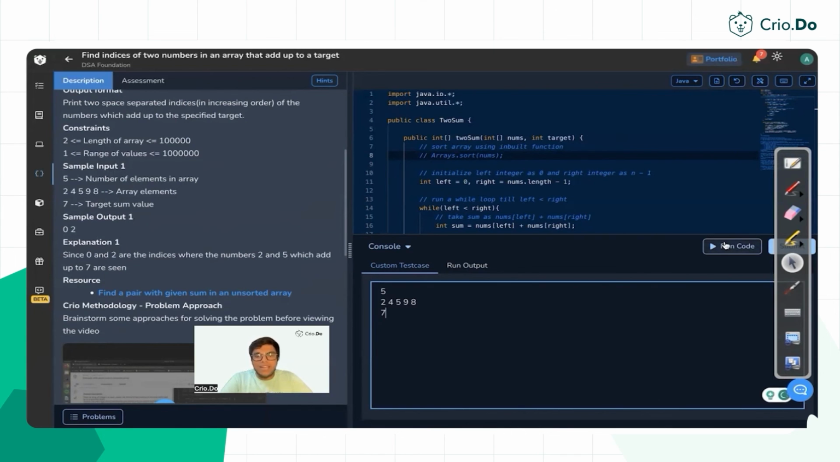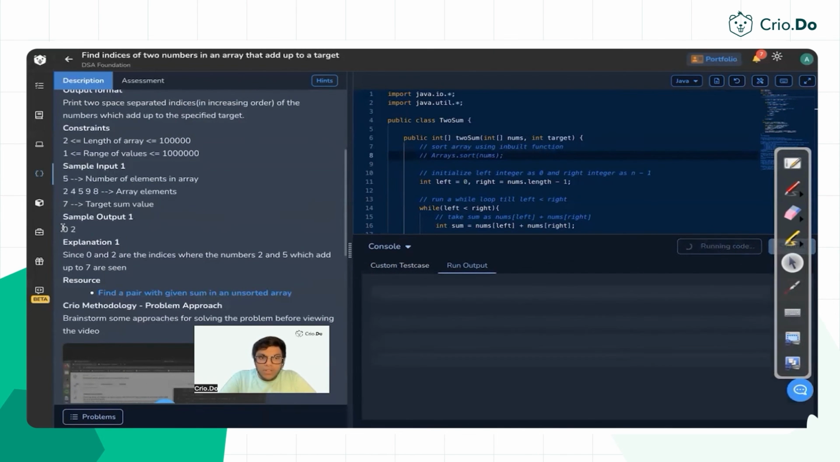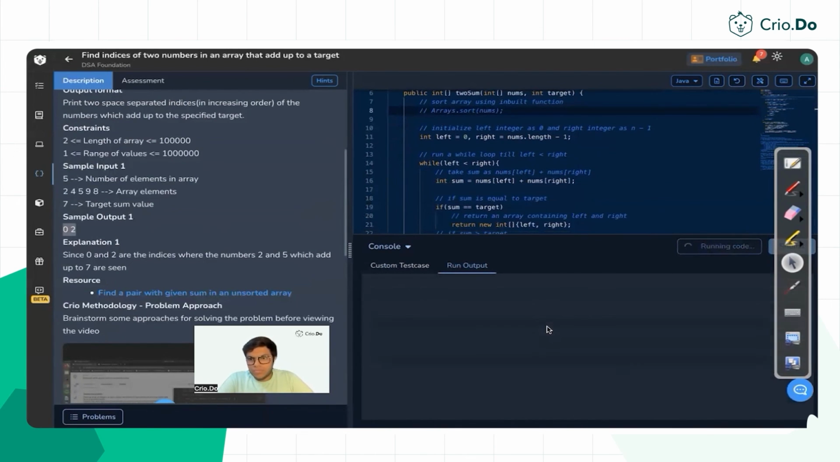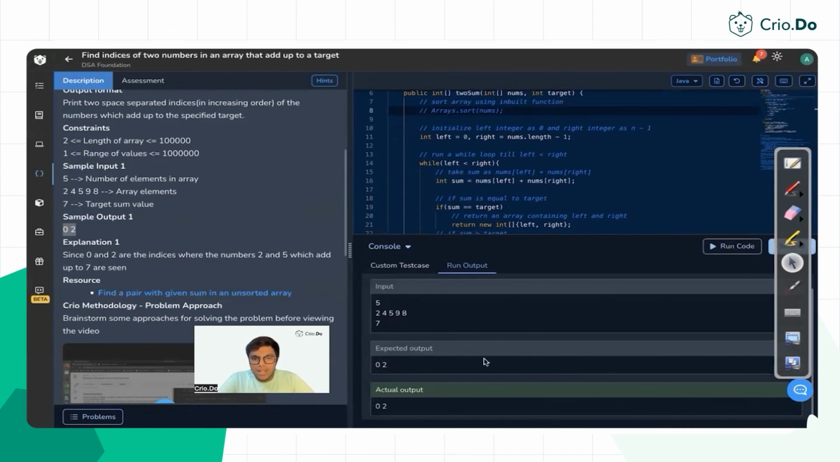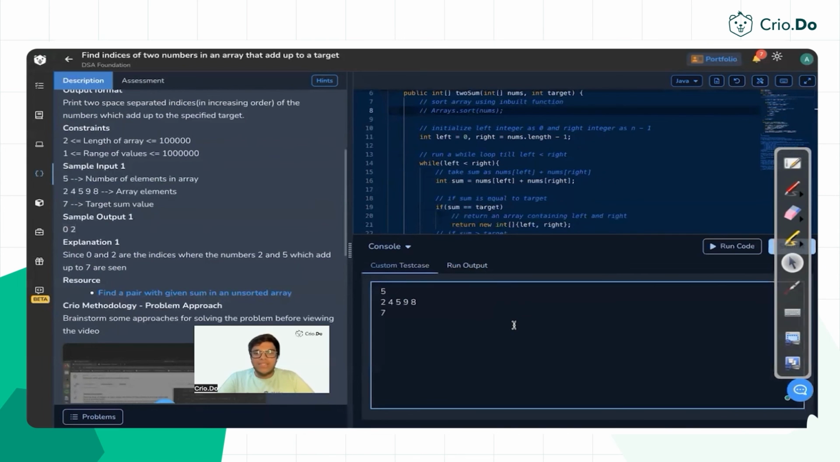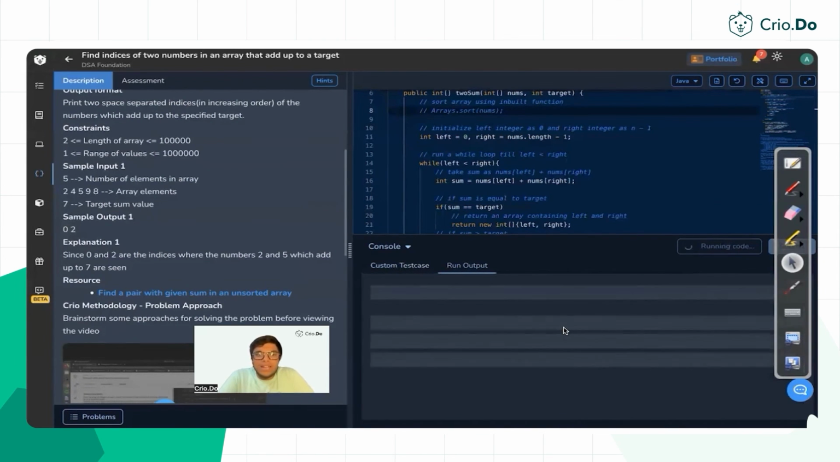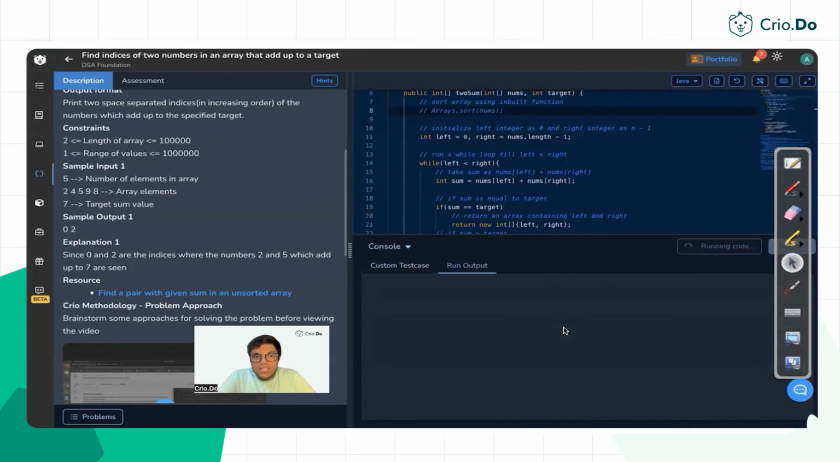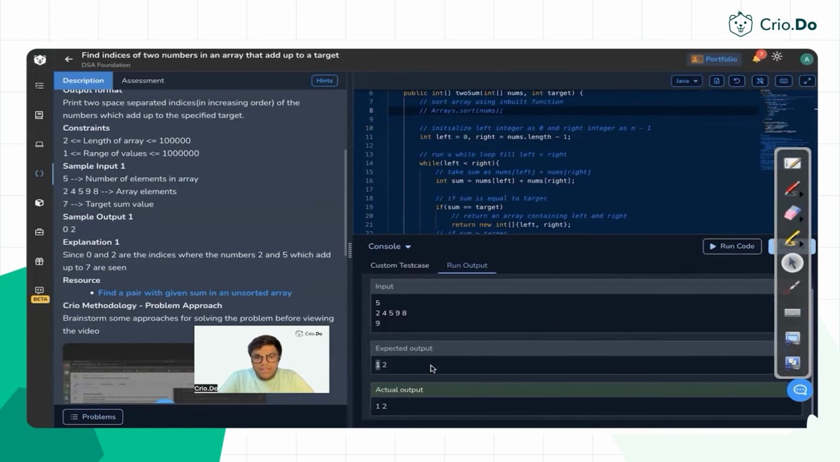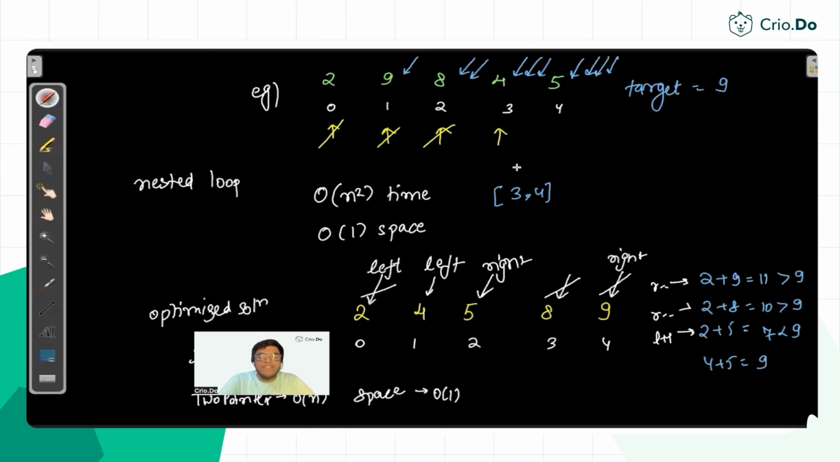Maybe in this case, it might give me some other output. The expected output is 0, 2. Let's see if it is giving me 0, 2 or not. It is taking some time to run, and it is actually giving 0, 2, but there might be some other test cases where it will give a wrong answer. Maybe let's take some 9. What will happen for 9? It might give me a wrong answer, or it might give me the correct one also. It is giving 1, 2. Actually, it is still giving me the correct answer.